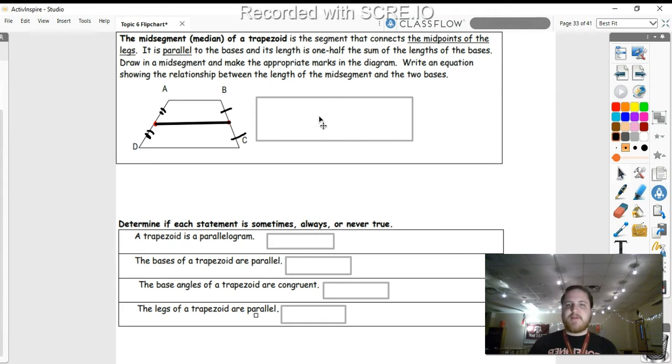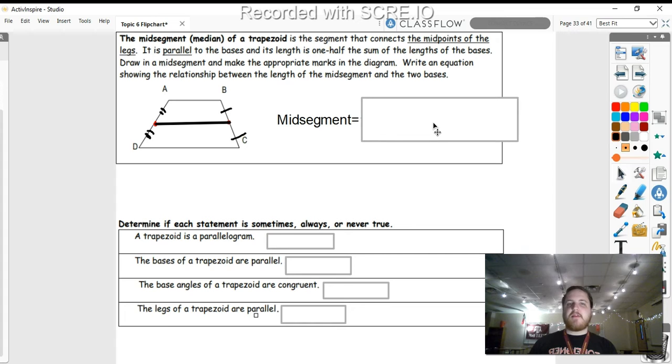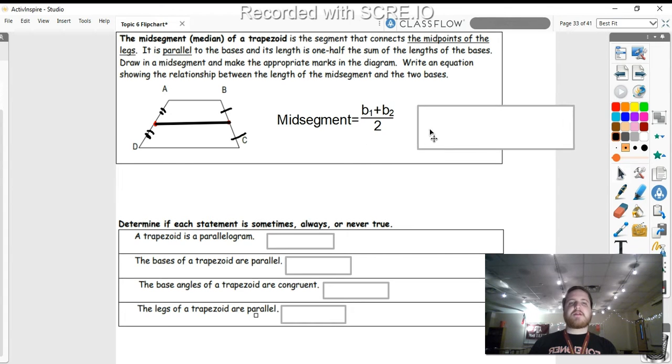Okay, that is a fancy way of saying that this mid-segment length equals the average length of the bases. So in this case, base 1 and base 2, that's the length of AB. That'd be base 1, and this down here would be base 2. All right, we're finding the average length of this top base and this bottom base. That's how long the mid-segment is. Add them together, divide by 2.